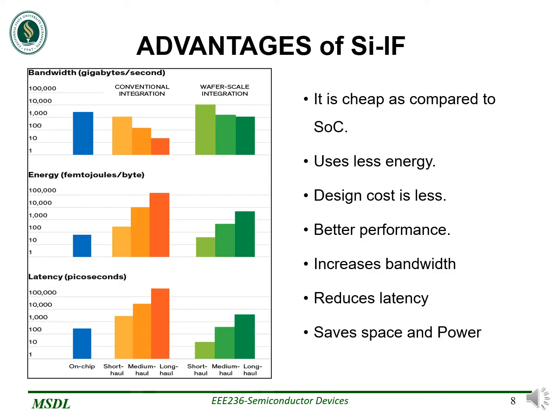Next, we will talk about the advantages of silicon interconnect fabric. The main advantage of silicon interconnect fabric is that it is cheaper and easier to manufacture as compared to the normal PCB. The overall cost to design and manufacture a silicon interconnect fabric can be as much as 70% less than for a system on chip. Secondly, silicon interconnect fabric systems save space and power and cut down on the time it takes signals to reach their destinations. Mainly, it boosts the bandwidth, reduces latency, and uses less energy than a conventional system on a PCB, as you can see in the given figure.